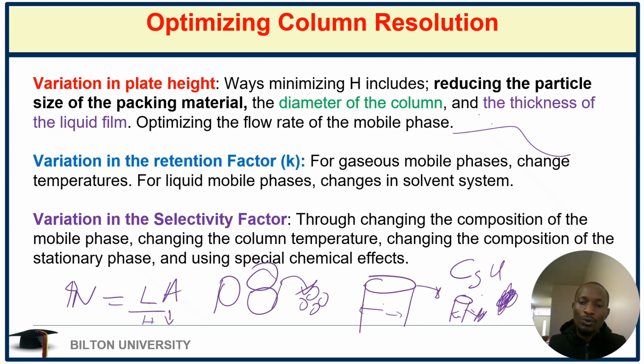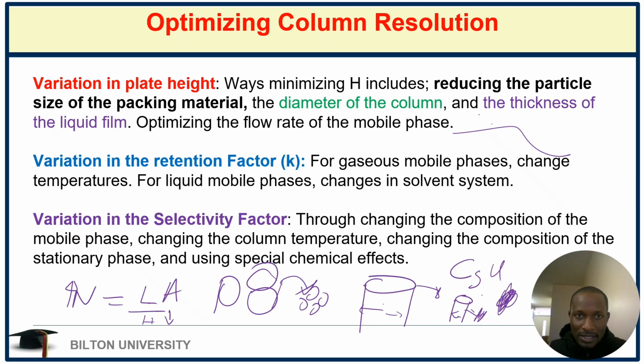But if you have a slower flow rate, you are also going to allow eddy diffusion and longitudinal diffusion to take place. So what we need to do is to have a moderate flow rate. That's when we say we can optimize the flow rate of the mobile phase. We need to make it moderate such that it is not too slow to lag behind the analytes, and it should not be too fast to allow improper separation. So the variation in plate height can help us also to optimize column resolution.